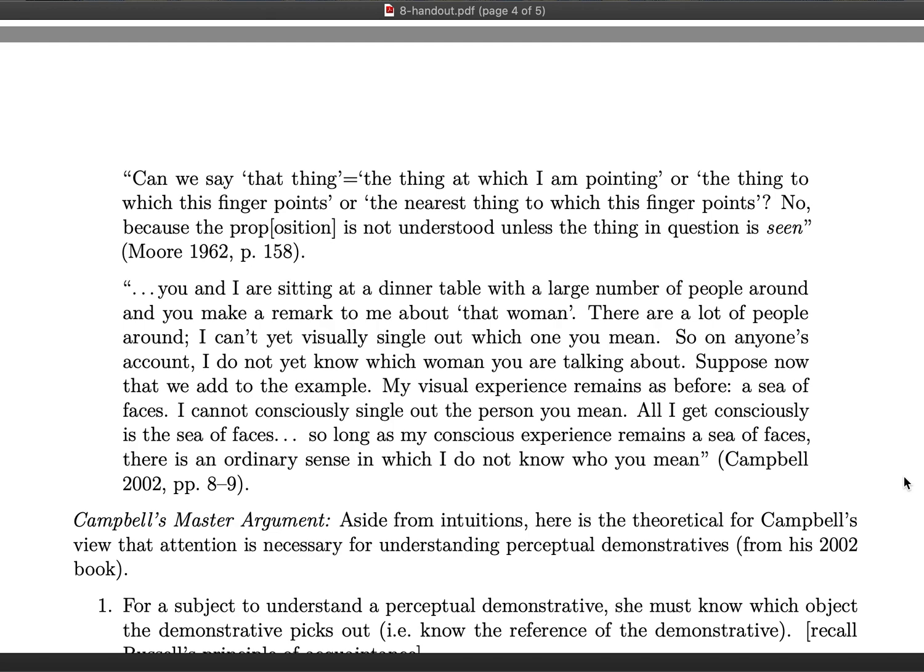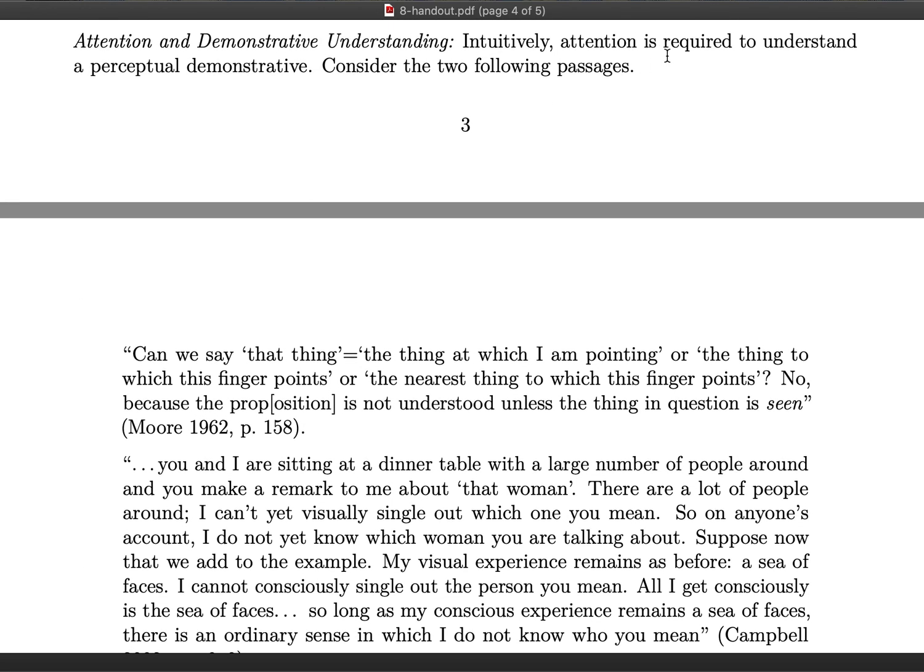The intuition in this dinner table example with the sea of faces is that you have to consciously single out with your visual attention the object that is the referent of a perceptual demonstrative in order to understand it. Okay, so this sea of faces example and this insight from Moore provide some intuitive support for the claim that attention is required to understand a perceptual demonstrative.